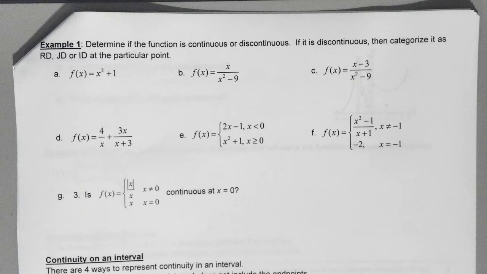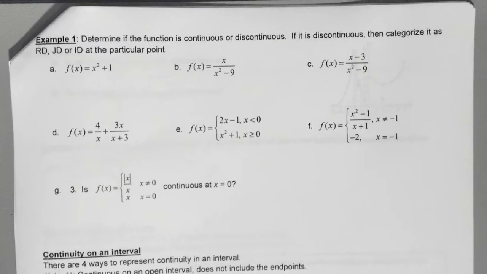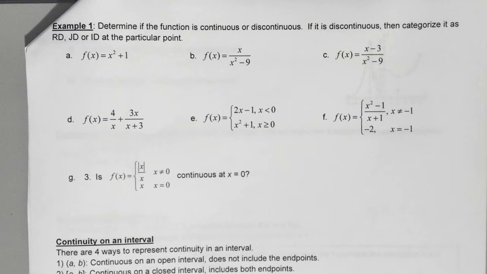Right, so here it says determine if the function is continuous or discontinuous, and we're just going to use a C or a D. And if it is discontinuous, then we'll categorize it as either a removable discontinuity, which is a hole, a jump, or an infinite discontinuity. Okay, so sometimes it's helpful to take a look at the function and say, all right, what does this graph look like, and what's the domain of this function?